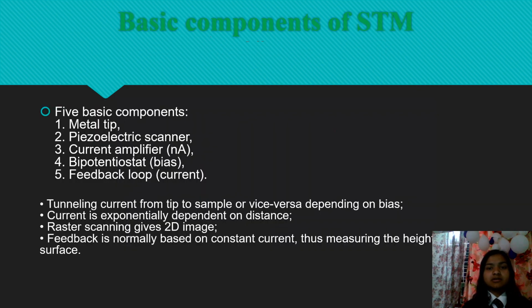Now let's discuss the basic components of STM. There are 5 basic components: metal tip, piezoelectric scanner, current amplifier, that is the amplifier, bipotentiostat for bias, and feedback loop. Tunneling current flows from the tip to the sample or vice versa depending on bias. Current depends exponentially on distance. Raster scanning gives two-dimensional images. Feedback is normally based on constant current, thus measuring the height of the surface.